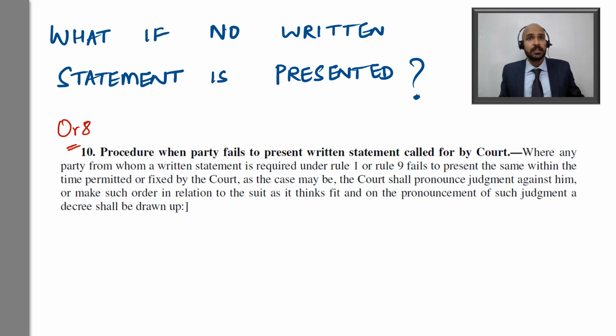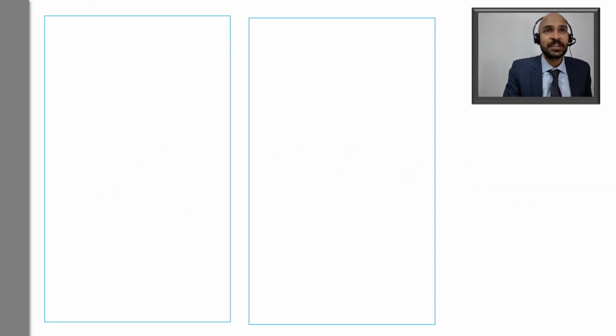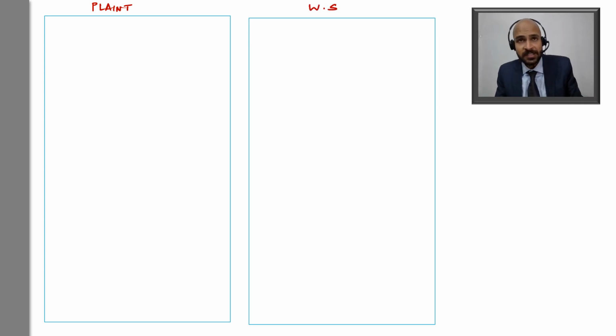So when the written statement is not presented within the permitted time, then in such a case, the court shall pronounce the judgment against him or make an order that it thinks fit. So if you do not present your written statement, the court will proceed anyway. It will not wait for you indefinitely, and therefore presenting the written statement is very important. So over the course of the last 45 minutes, I hope we have been in a position to acquaint ourselves with the rules relating to plaint and WS.